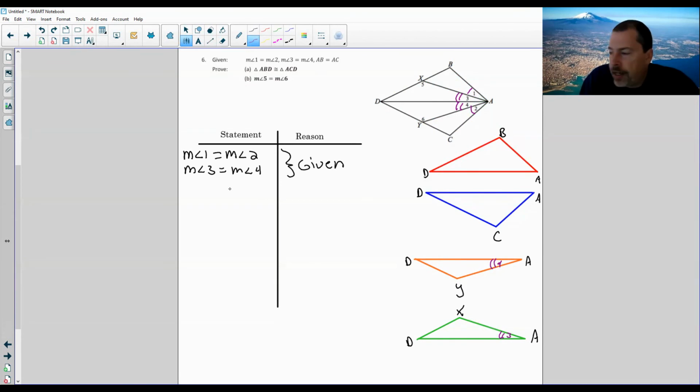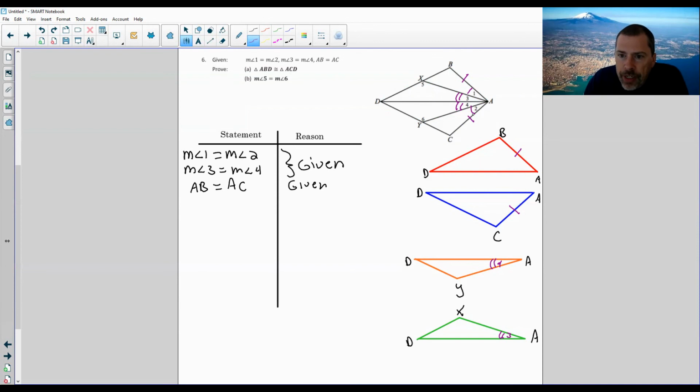The next thing I'm going to do is say AB equals AC, and that is also given. Label the diagram. AB is here, equals AC. AB is here, equals AC.